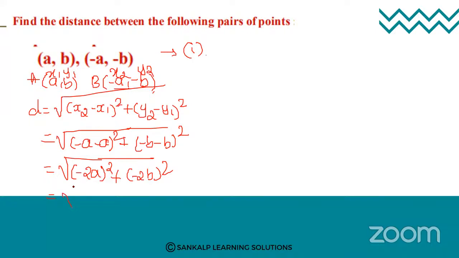2a whole square means it is 4a square plus 4b square. Now take 4 common: root of 4 into a square plus b square. 4 is a perfect square number, so when it comes outside, it becomes 2 into root of a square plus b square. So 2 into square root of a square plus b square.